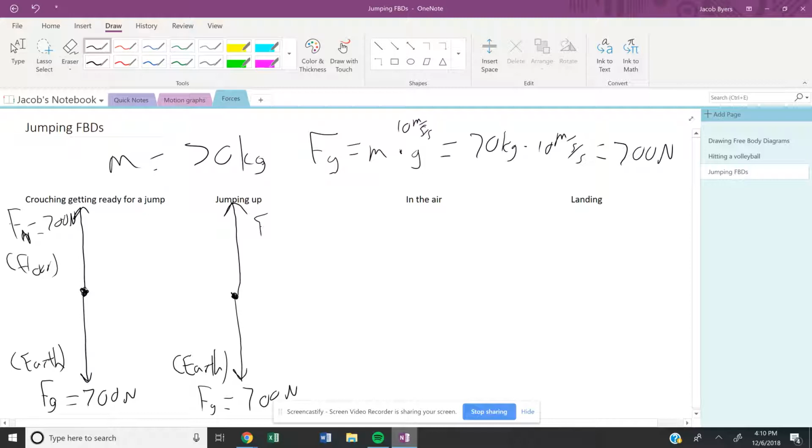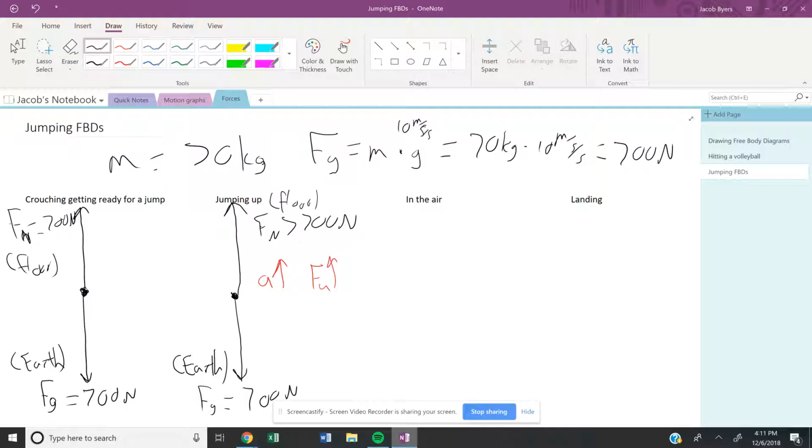My normal force has to be greater than 700 newtons. Why is that? Well, if I'm pushing up off the ground, jumping up, my acceleration is upwards, which means my unbalanced force must also be going upwards. And so my normal force minus my gravitational force must be greater than 0. At the moment, we haven't been given an acceleration or anything else to go off of. We can't say exactly what that force is. We're just saying we know it's bigger because you're accelerating upwards.